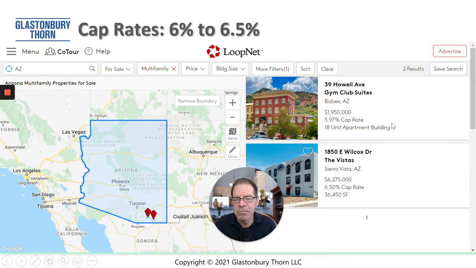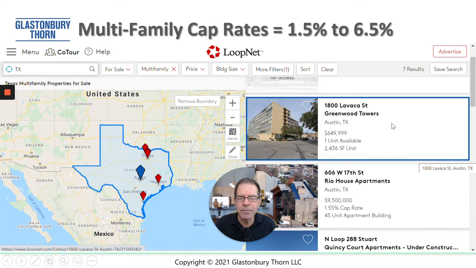If we punch in, say, Texas, for example, the same search, we get a number of properties. We can see here's one that's at 1.55%. It's actually a little spotty looking apartment complex in Austin at a 1.55. Indeed, to summarize, as you can see at the top of the screen, multifamily cap rates today are in the range of 1.5 to 6.5%. So that's what you can buy a multifamily property at, unless you're a really clever person.